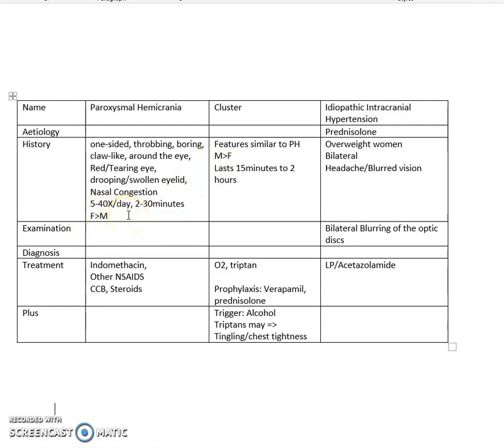If you have a patient who is presenting with one-sided, throbbing, boring, claw-like pain around the eye, with redness or tearing of the eye, droopy or swollen eyelid, check out the sex. You see. Now, what is the treatment for paroxysmal hemicrania?